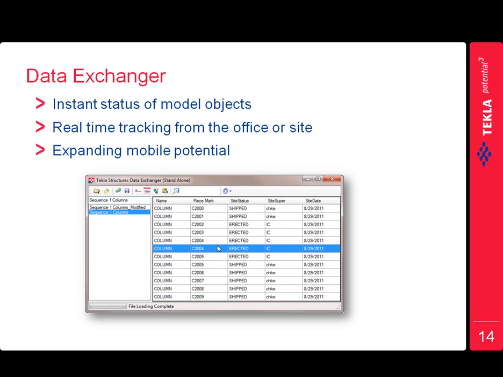So you'll see, for example, we get a list of everything that was shipped, and if I'm on site, I then mark them as erected, date stamp it and initial stamp it, and the project manager back in the office can get an instant status update of anything at any given time on the project process. So that's the Data Exchanger. It's available on the extranet as of today.